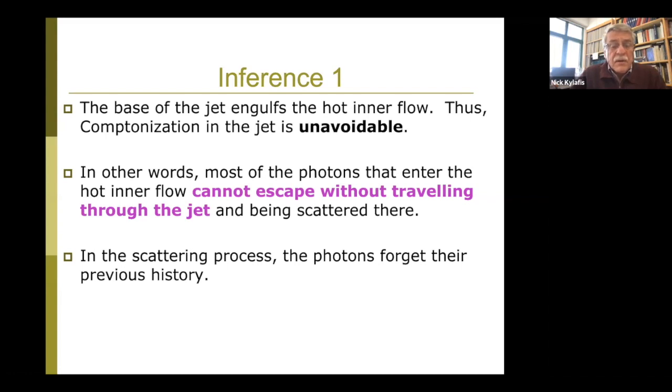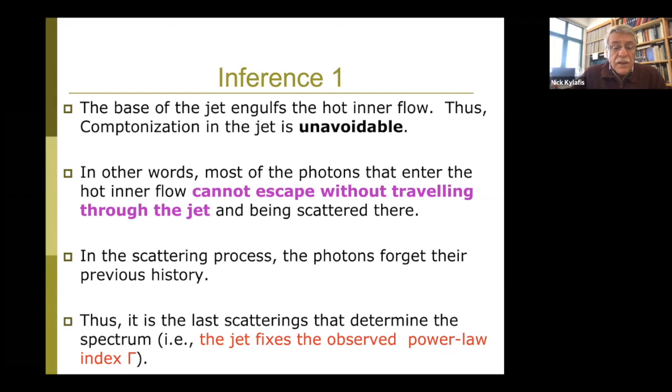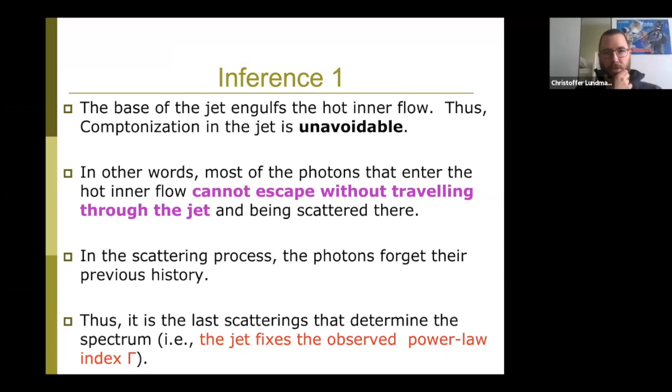So after a few scatterings in the jet, the photons forget their previous history and forget whether they were scattered in the hot inner flow. So several scatterings in the jet determine the spectrum. In other words, the jet and comptonization in it fixes the observed index gamma, independent of what happened in the hot inner flow. I don't understand why the last scattering determines the spectrum.